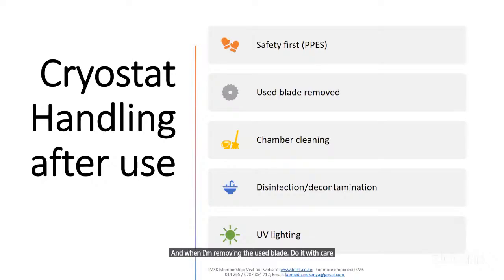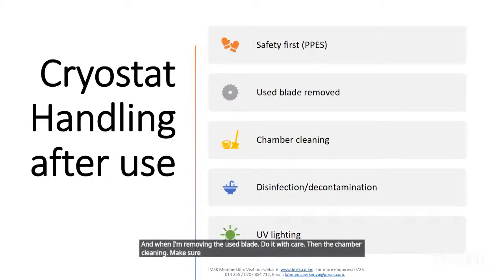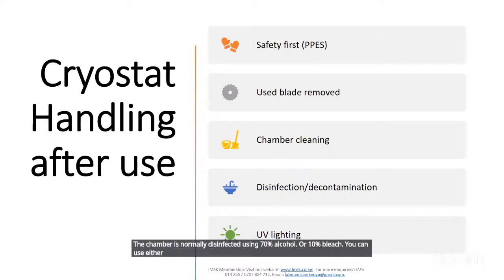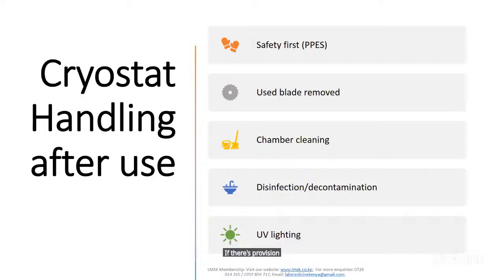Then the chamber cleaning. Make sure you clean the chamber well using clean gauze. Then after cleaning, you can disinfect. The chamber is normally disinfected using 70% alcohol or 10% bleach. You can use either. 70% ethyl alcohol is adequate. If there's provision for UV lighting, you can leave it on for some time for sterilization.